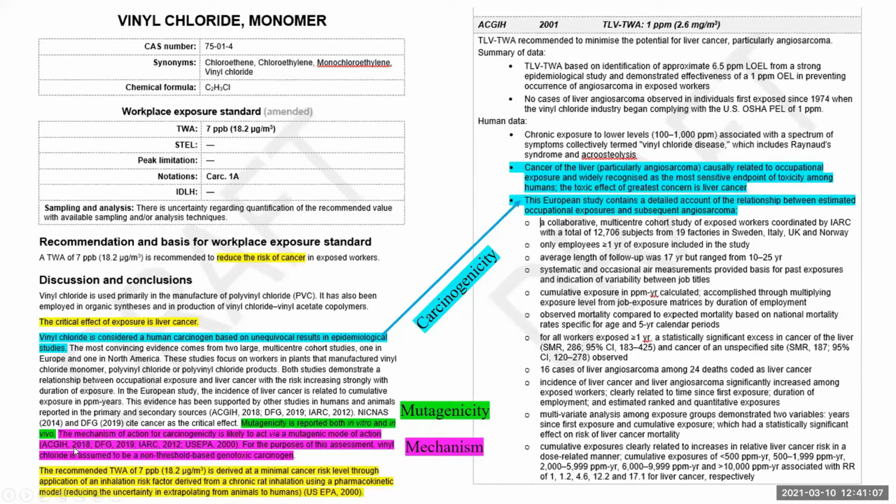We got ACGIH, DFG, which is the Germans. So for the purpose of this assessment, vinyl chloride is assumed to be a non-threshold based genotoxic carcinogen.